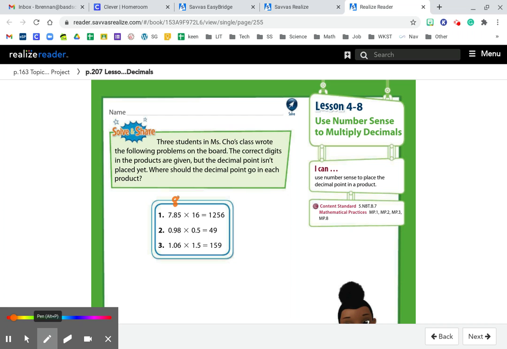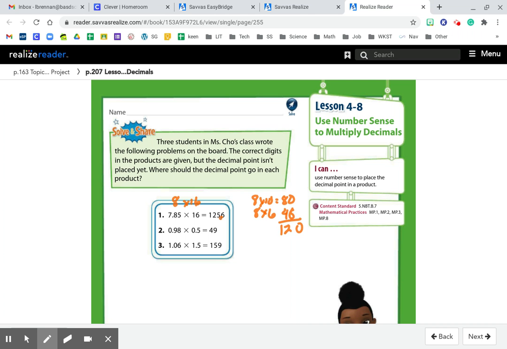If you said 8 times 16, if you try to do that mentally, you could say 8 times 10 is 80, and 8 times 6 is 48. So your answer is going to be around 120. So that would let me know that my decimal probably goes between the 5 and the 6.